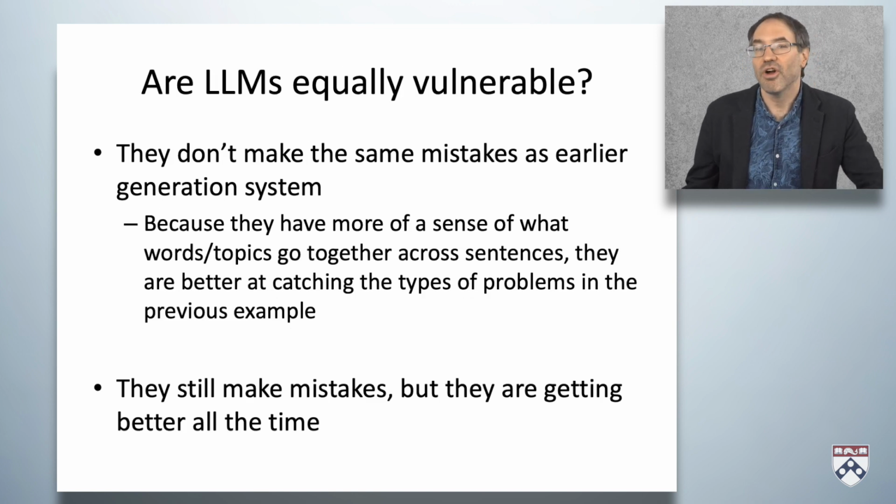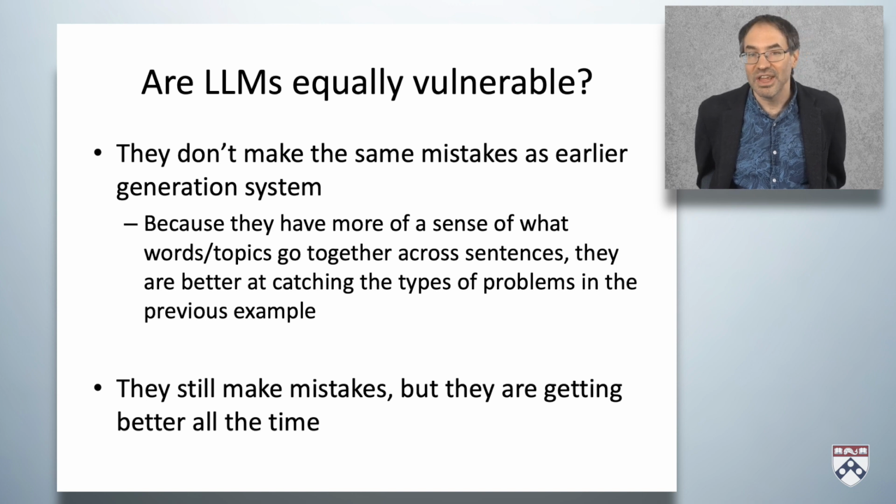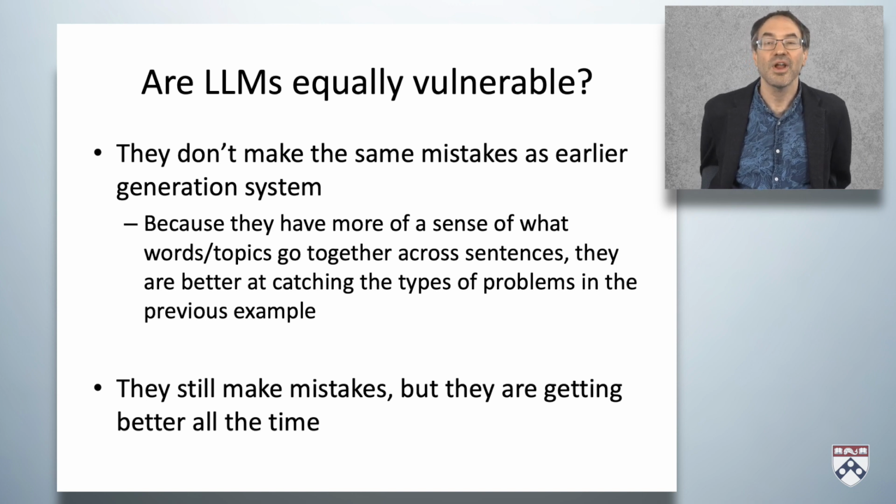Now you might ask, are large language models equally vulnerable? Well, they don't make the same mistakes as earlier generation systems. They're not going to take true gibberish the same way because they have more of a sense of what words and topics go together across sentences, and so they're better at catching the types of problems in Perlman's tool.